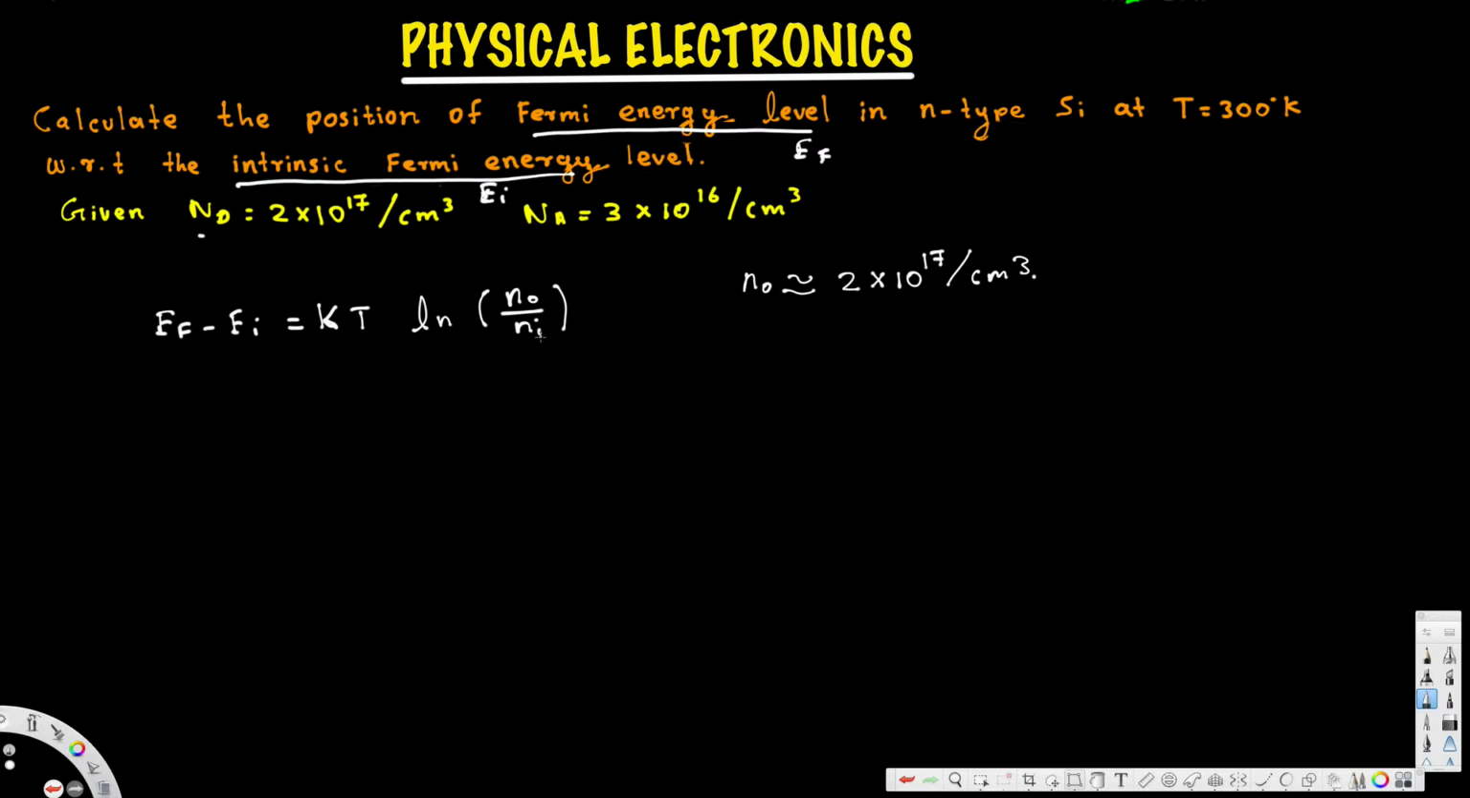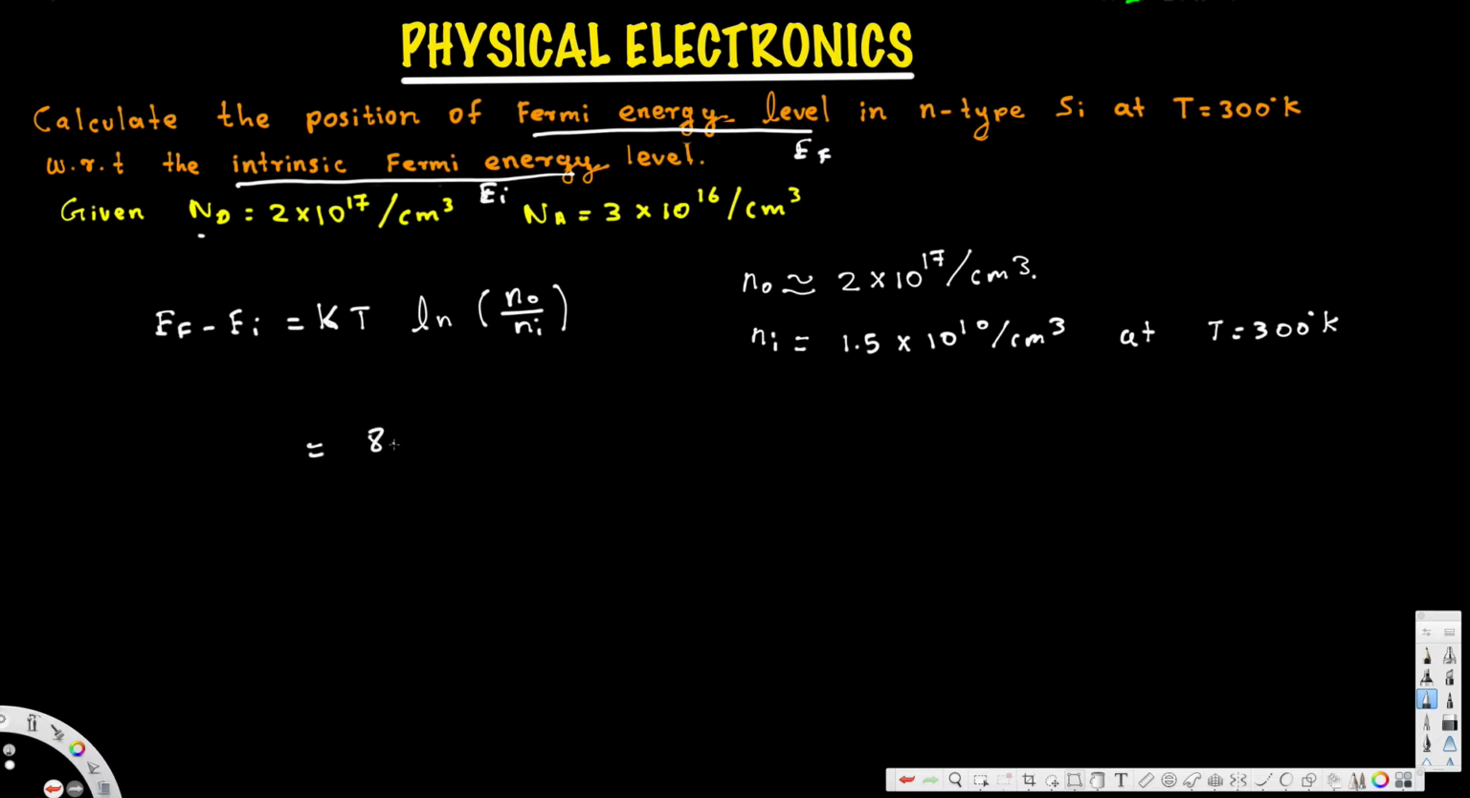And intrinsic concentration is a predetermined value. For silicon at room temperature, 300 degrees Kelvin, the Ni value is 1.5 times 10 to the power of 10 per centimeter cube. Okay, so we have these two values, and also we have the Boltzmann constant, that we know, and also we know the temperature, that is 300 Kelvin, so we can find out the location. Now let's go ahead and plug in the values.